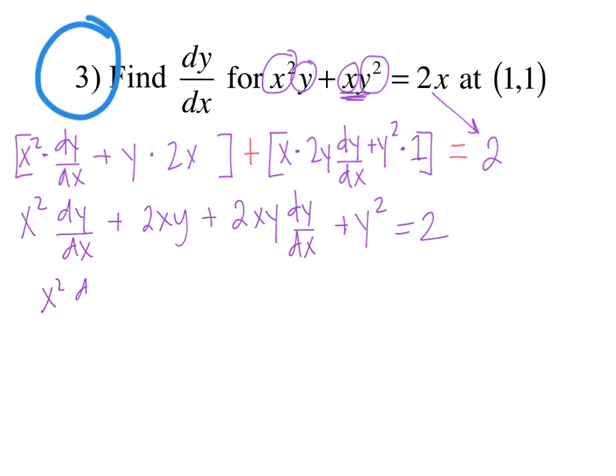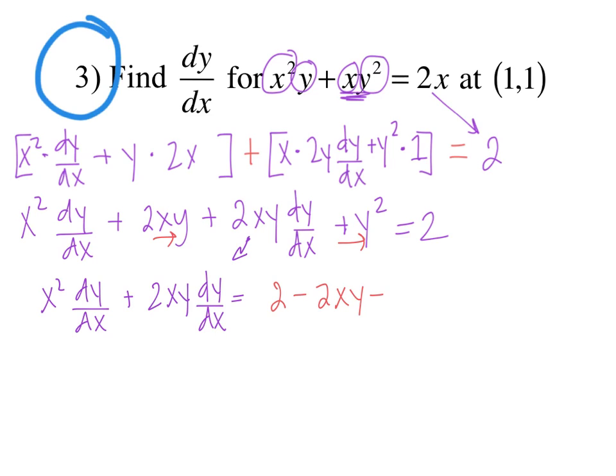So x squared dy dx plus, leaving this one over here, 2xy dy dx. And we're going to subtract those guys over. So that's equal to 2 minus 2xy minus y squared. Getting these over here so that we can start the process of isolating. And just like the last question, factor out a dy dx, divide by x squared plus 2xy. And that will give you your pretty decent sized derivative. And then we need to find it at 1, 1.